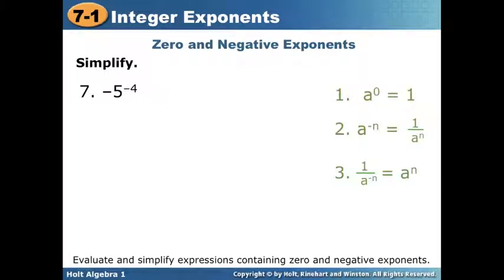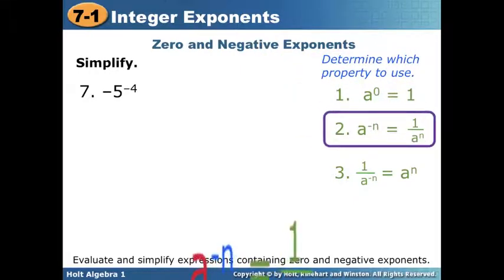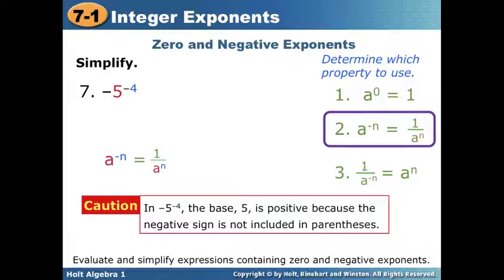Example number 7. This time we have negative 5 raised to the negative 4th power. However, the 5 is not negative. Only the 5 as a positive number is raised to the negative 4. So when we simplify and use property number 2, the negative will remain out front of the problem, and the 5 flips to the bottom with a positive exponent of 4. So our final answer in this case will be negative 1 over 625.